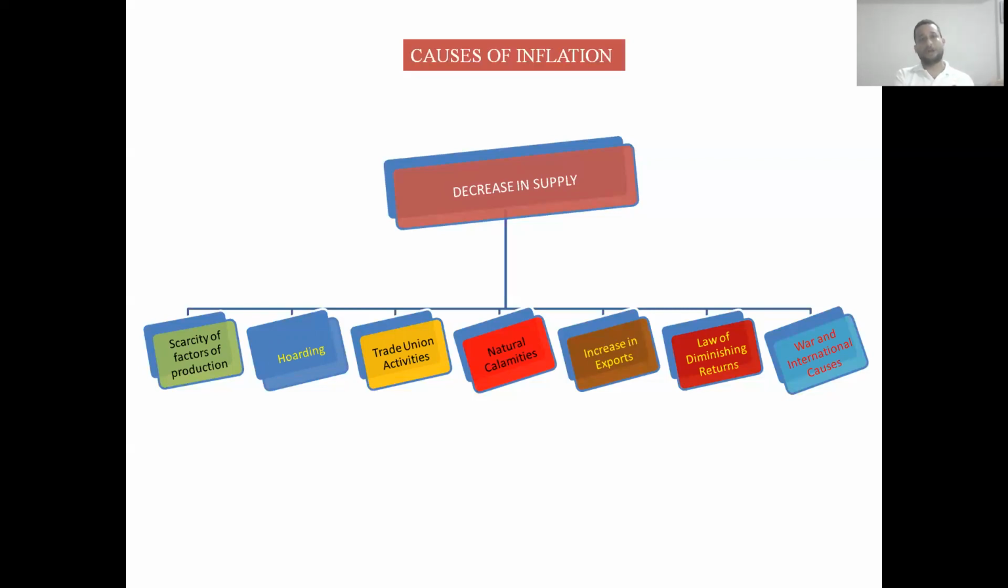First, the cause of a decrease in supply is scarcity of factors of production. Sometimes what happens, production will not go up due to reduction in the factors of production, due to lack of factors of production. If there is scarcity in the factors of production, production will definitely decrease.